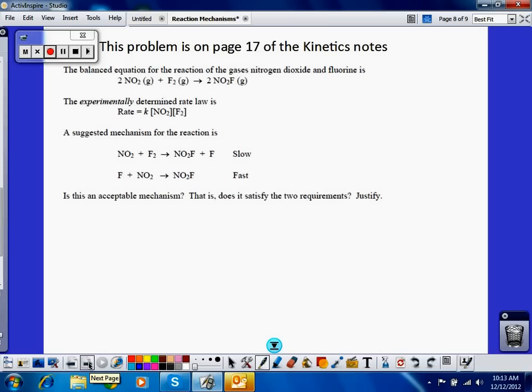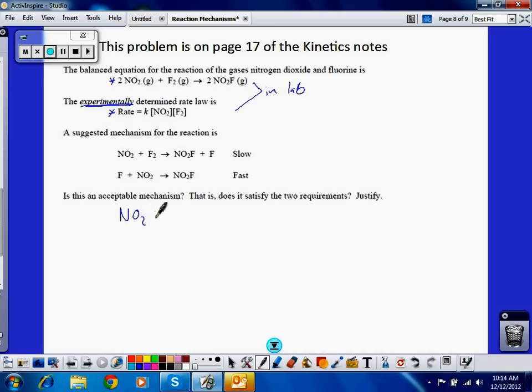Okay, so let's take a look at a problem. Here we have an overall reaction. Here we have an experimentally determined rate law. These are things I observe in the lab. And here is a possible mechanism. So, is this an acceptable mechanism? The first thing I need to do is add these two elementary steps together and figure out, does this mechanism give me that overall reaction?